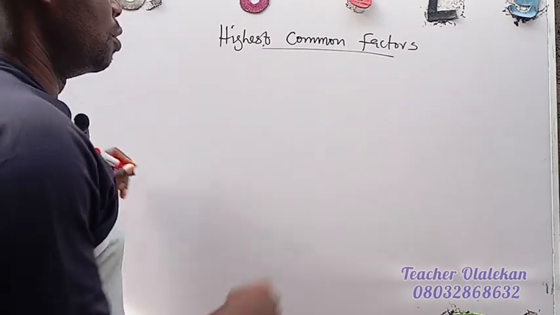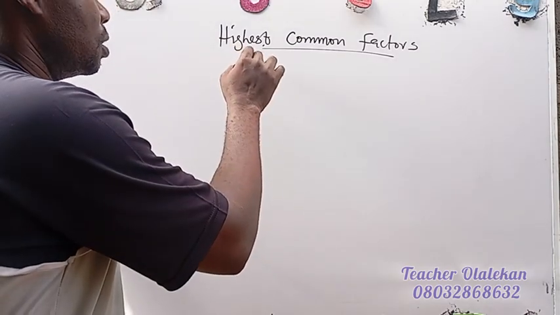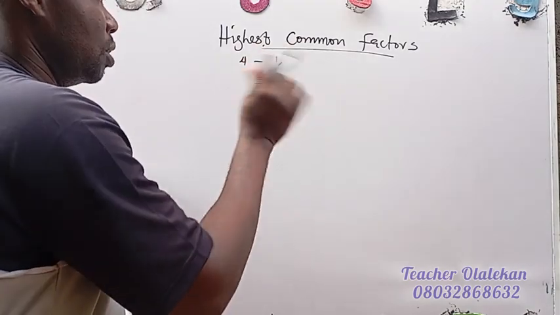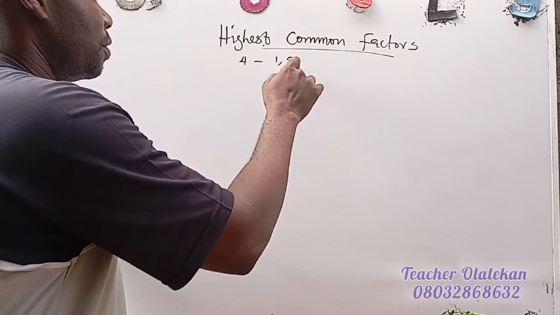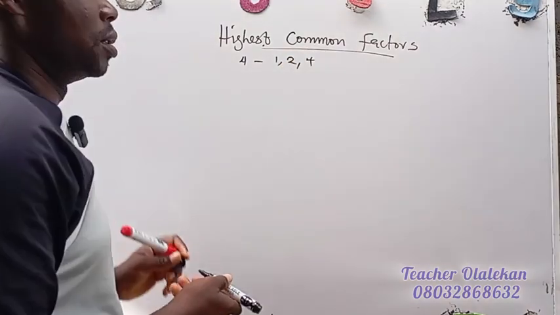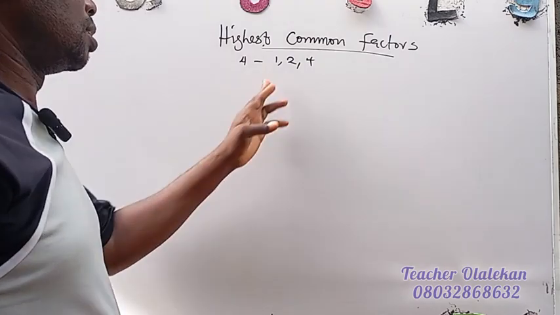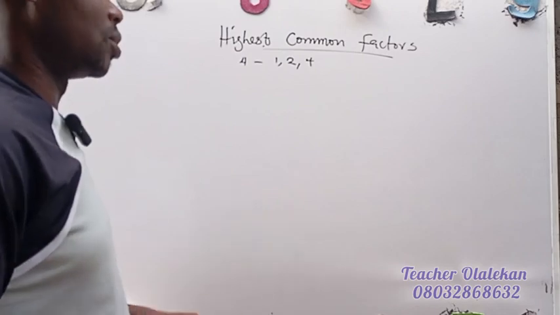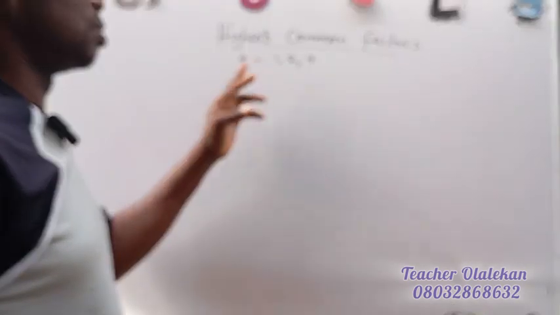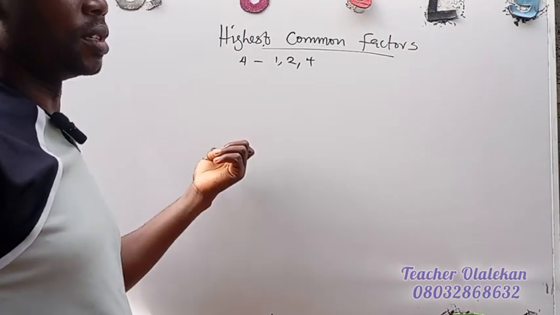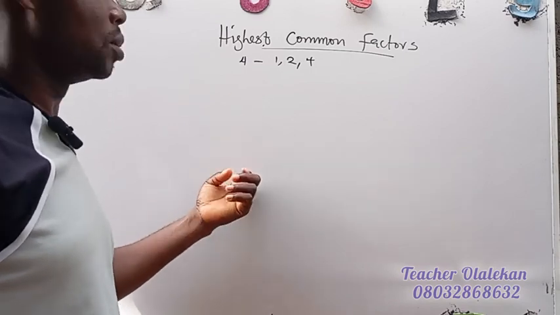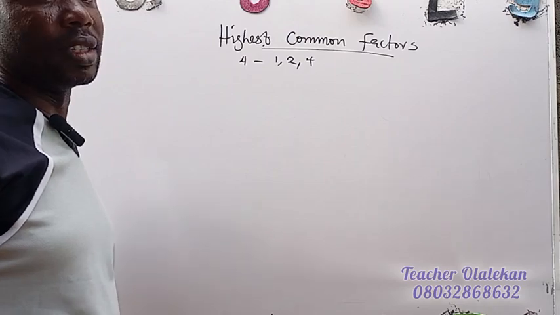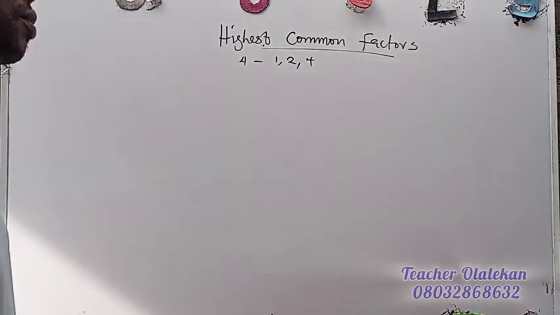For example, if we look at the factors of 4, then we'll look at figures that can divide 4 without any remainder. 1 is a universal factor, 2 is a factor, and 4 is a factor of itself. So aside these 3 factors, no other number can divide 4. So that's what a factor is. Every figure is a factor of itself, and 1 is a universal factor, and other numbers that are capable of dividing it without any remainder. So that's what a factor is.